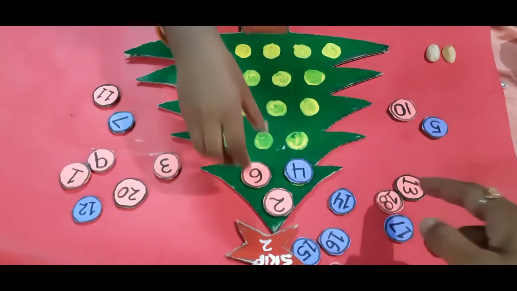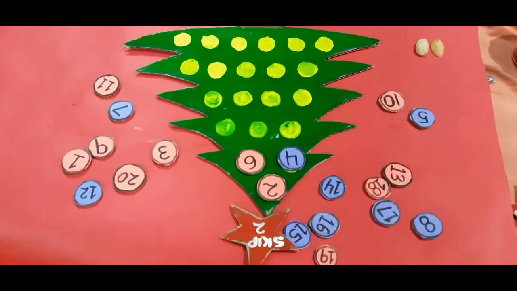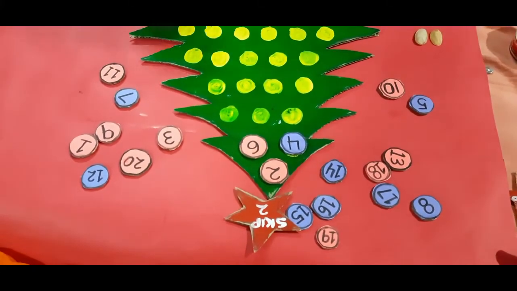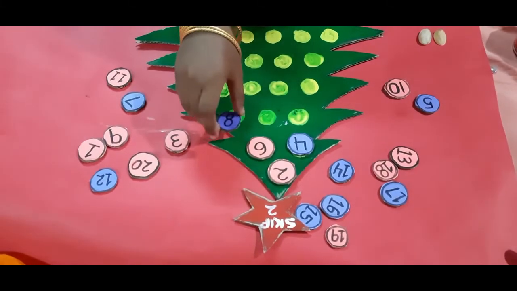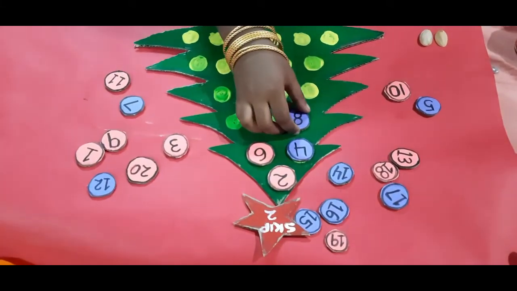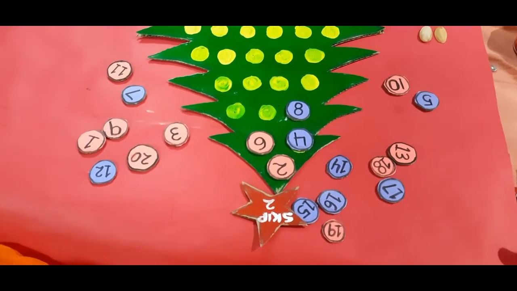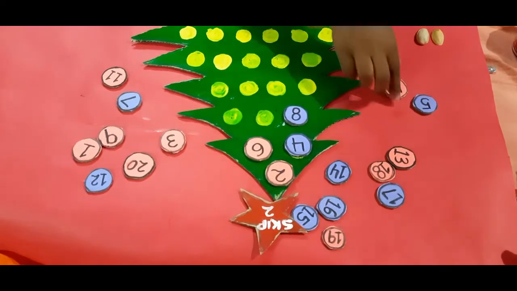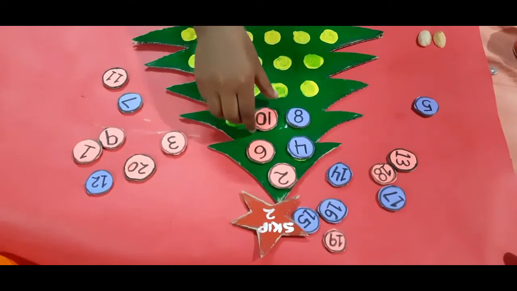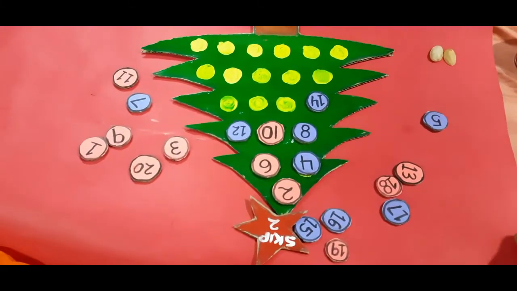Next count. After 6. 7. 8. Very good. Where is 8? Where should you put it? Yes. Good job. Next count. After 8. 9. 10. Very good. Where's 10? Good job. Yes, always we should start from the left side.